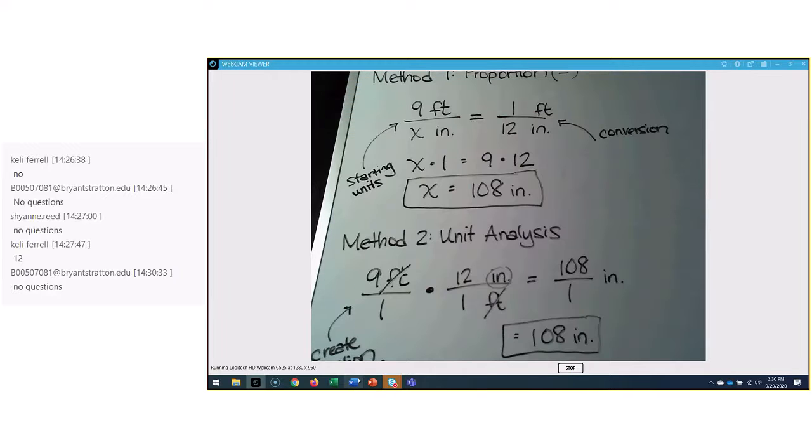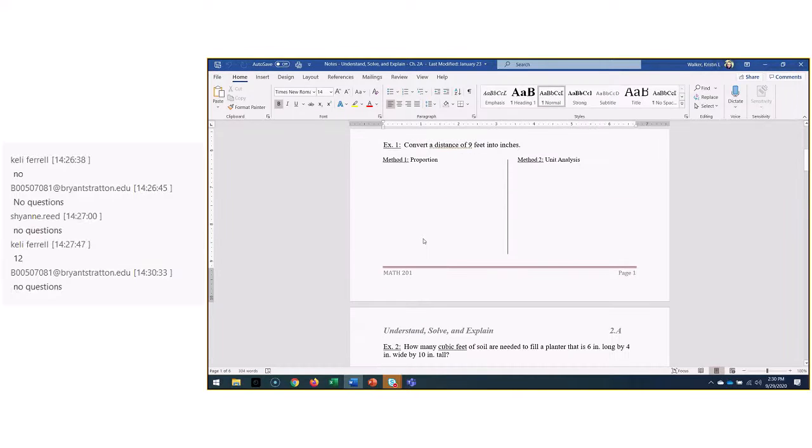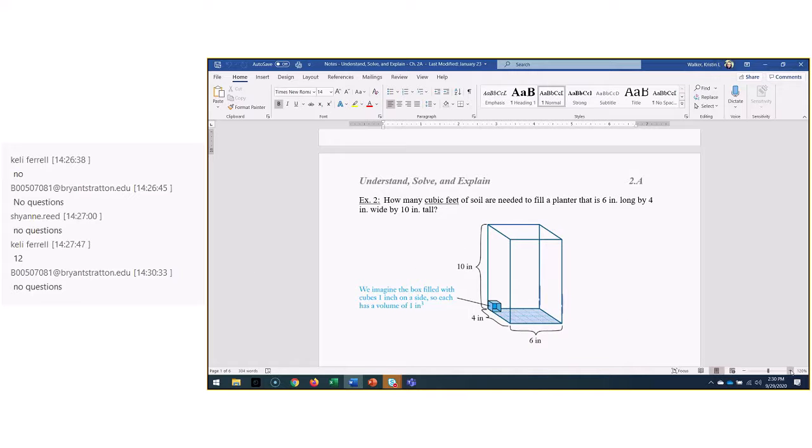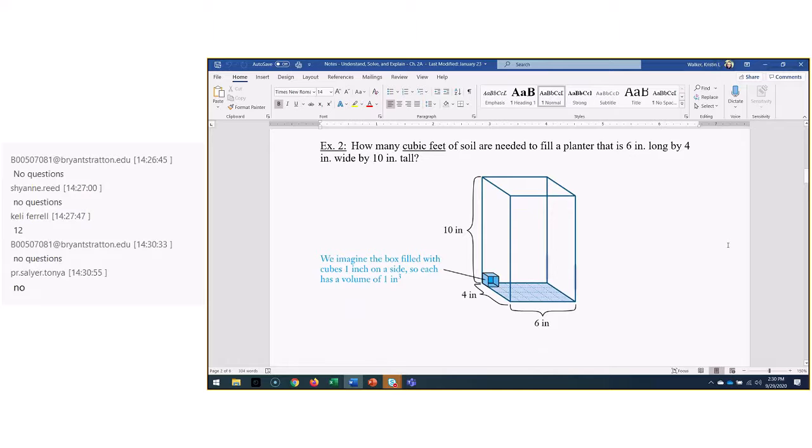So I'm going to go back to here, and I'm going to pull another problem out. Let's go with this one here. It says, how many cubic feet of soil are needed to fill a planter that is 6 inches long by 4 inches wide by 10 inches tall? And they give you a picture here to try to visualize what you're trying to do. So a couple things. First of all, I will be doing this with a proportion. And then I'll do the next one with the unit analysis method.